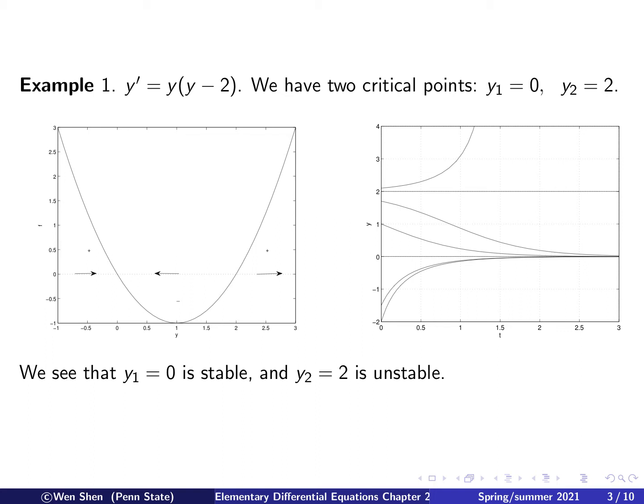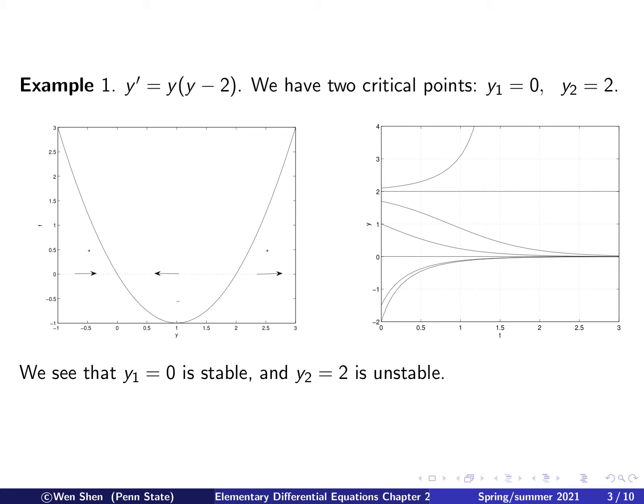One can also sketch the solution qualitatively in the yt plane. So this is the t-axis and this is the y-axis. First we identify the two equilibrium points. When y is 0 initially, it remains on it, the constant solution. And also, when y is 2 initially, the solution is constant.